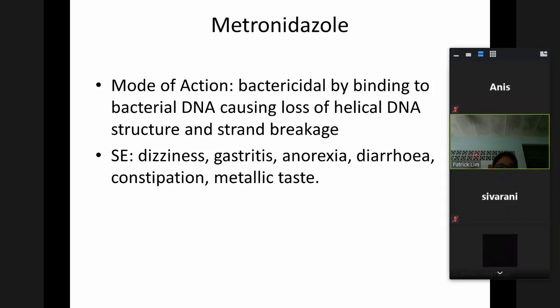Then you have metronidazole. Mode of action of metronidazole is bactericidal, binding to bacterial DNA, which causes the loss of helical DNA structure and strand breakage. So it will kill the bacteria. Bactericidal means it will kill the bacteria. Side effects of metronidazole are dizziness, gastritis, anorexia, diarrhea, constipation, and metallic taste.